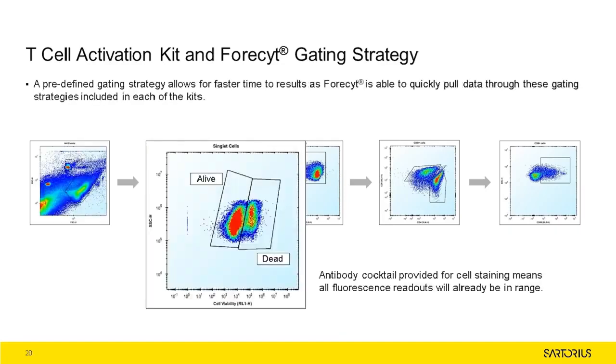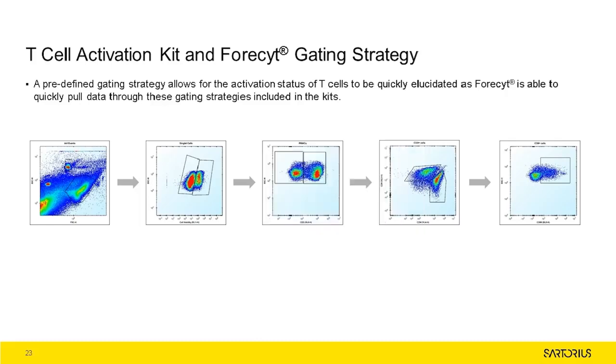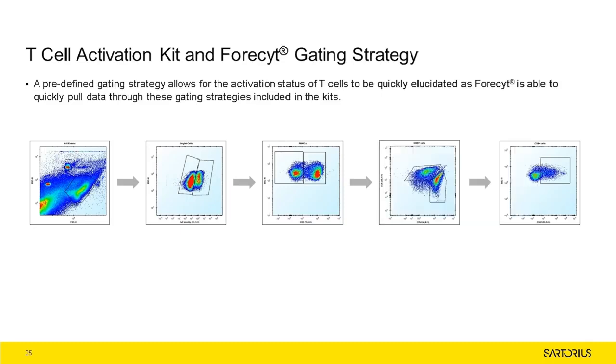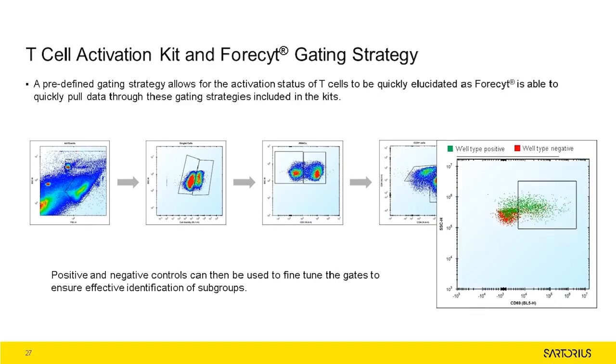The next gate shows viability gating. Both antibodies and viability stain concentrations have already been optimized, so fluorescent signals will already be in range. Next, we start to identify the T cells, then gate into their subtypes, and finally their activation status. As mentioned earlier, all of these gates are already in place. However, inclusion of positive and negative control wells allows for users to check the gate is in the best possible position. I will now describe a workflow that details how we have used these assays to characterize the effects of activators on T cells.